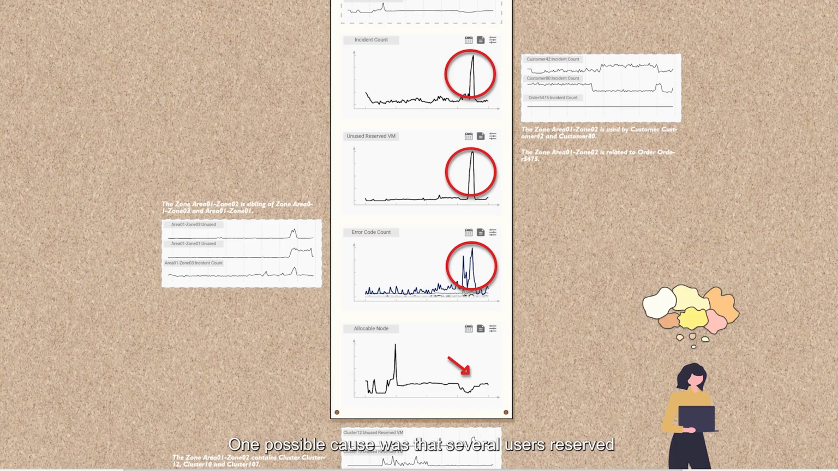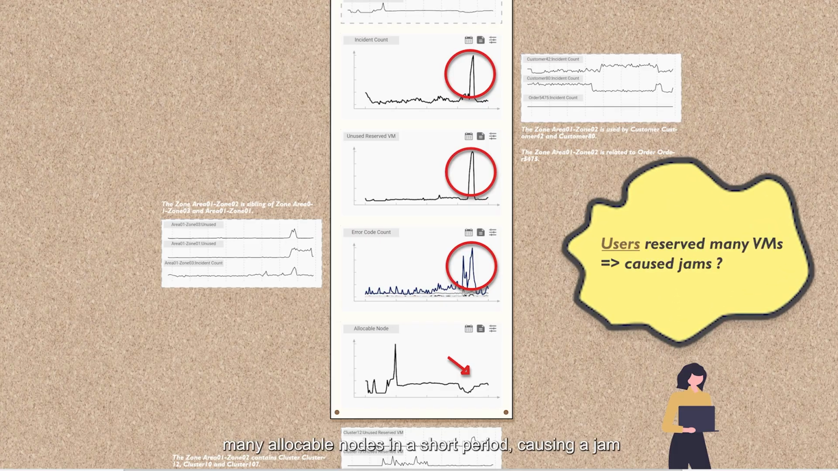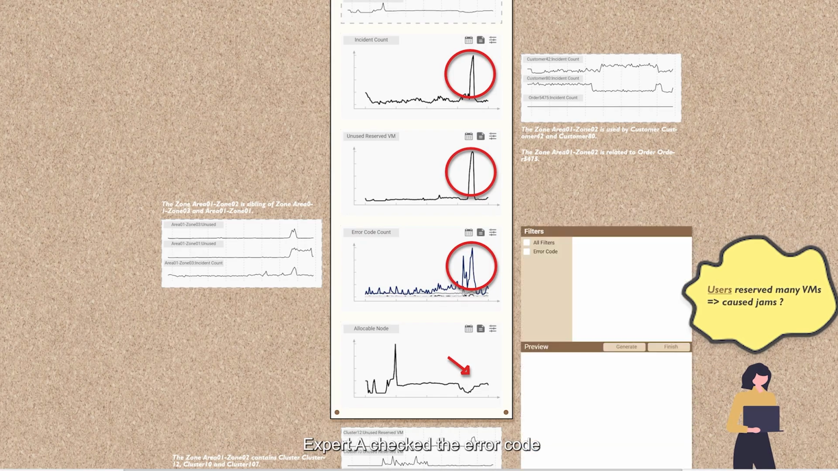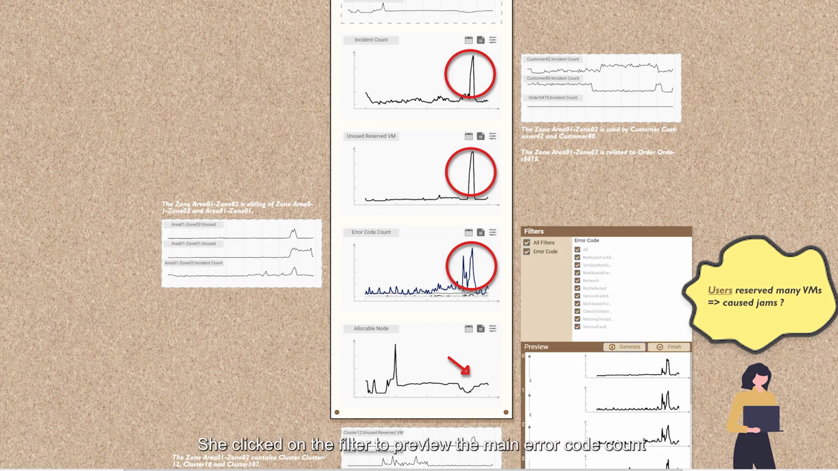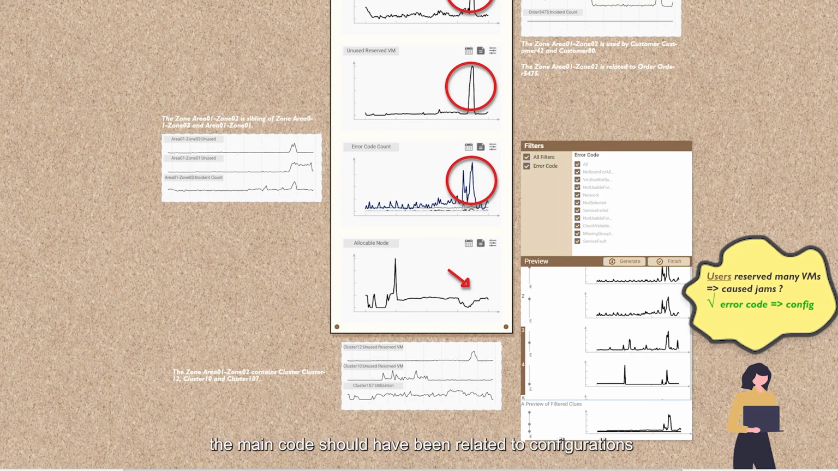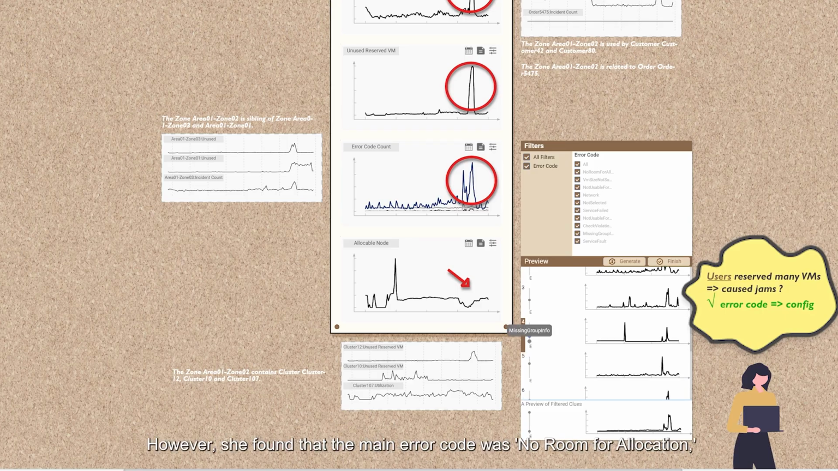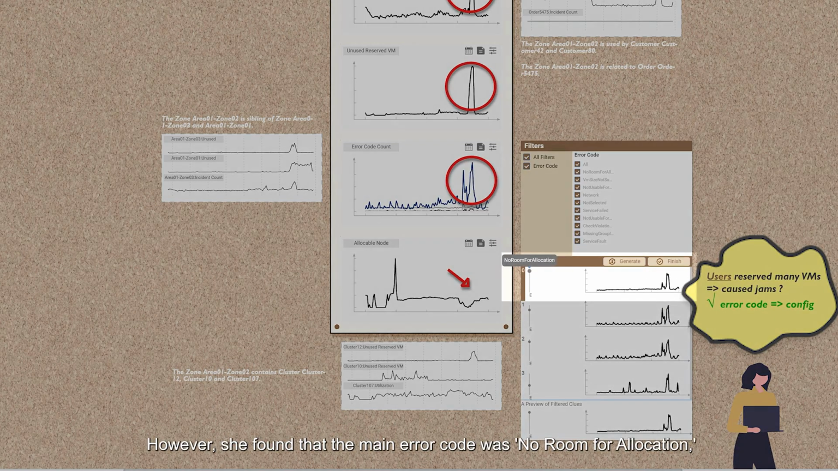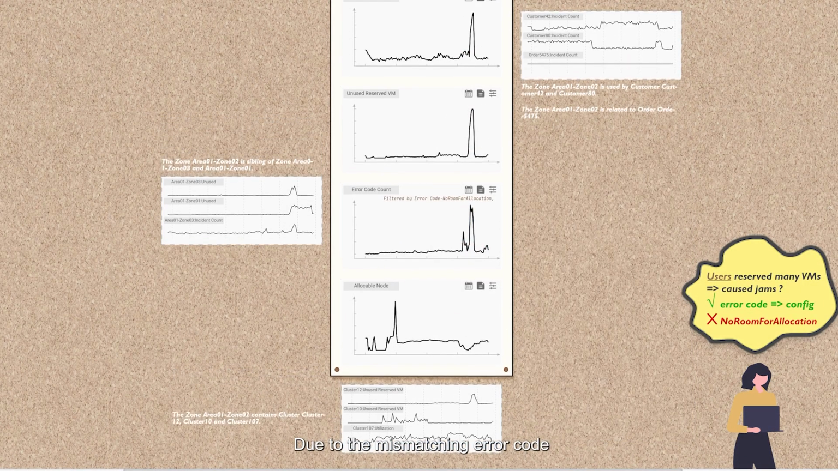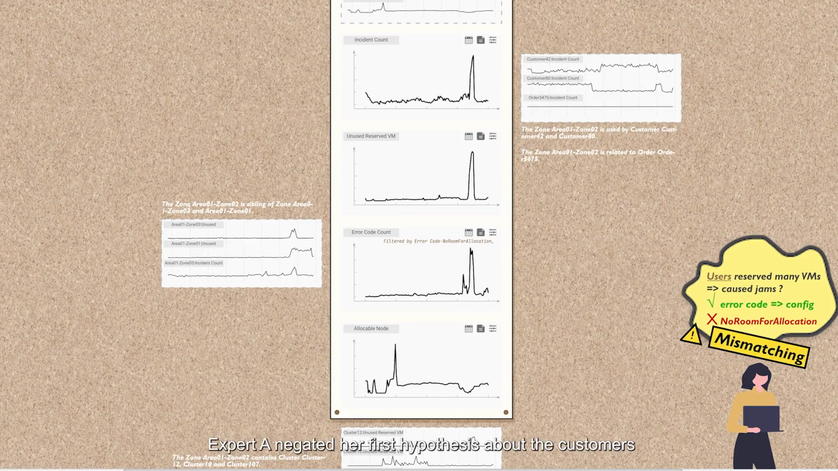One possible cause was that several users reserved many allocable nodes in a short period, causing a jam. To further examine this hypothesis, Expert A checked the error code. She clicked on the filter to preview the main error code count. If her guess was correct, the main code should have been related to configurations. However, she found that the main error code was no room for allocation, which did not match her guess. Due to the mismatching error code, Expert A negated her first hypothesis about the customers.